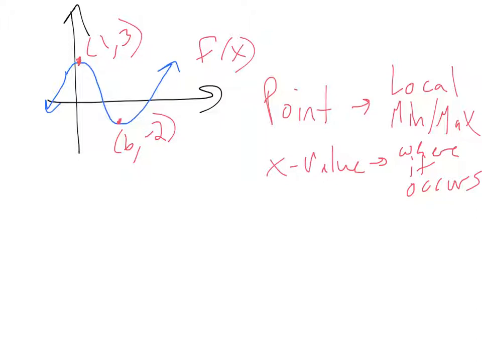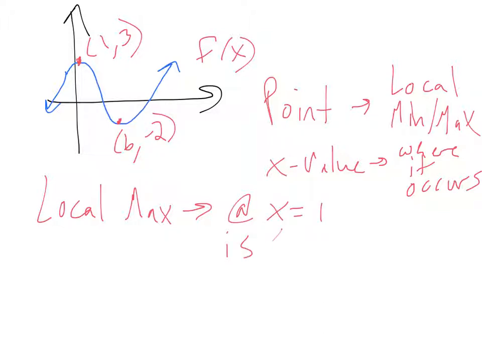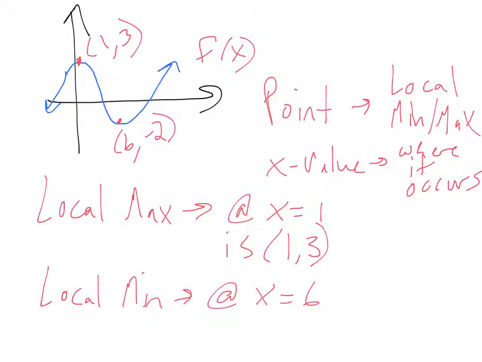All right, so that means we have a local max at x equals 1, right? But the actual local max is the point 1, 3. So that's how we talk about local mins and local maxes. The x value is considered like the location, and the point itself is the actual maximum or minimum. And then the local min is at x equals 6, and it is the point 6, -2, where the function goes from decreasing to increasing. Okay.